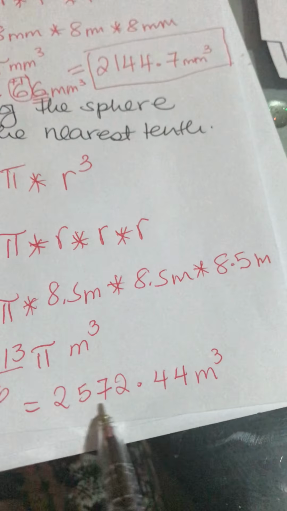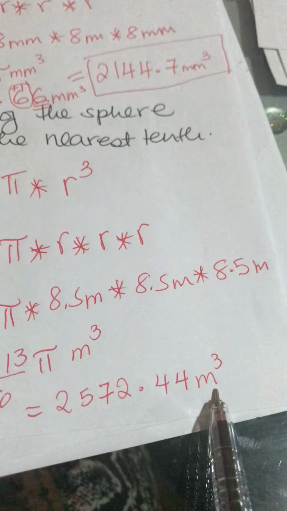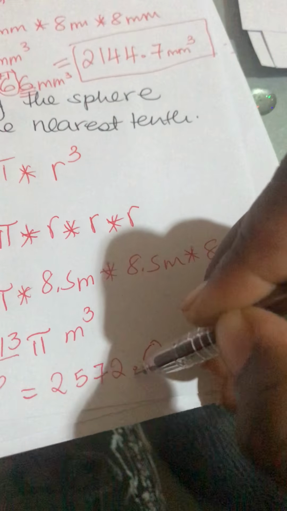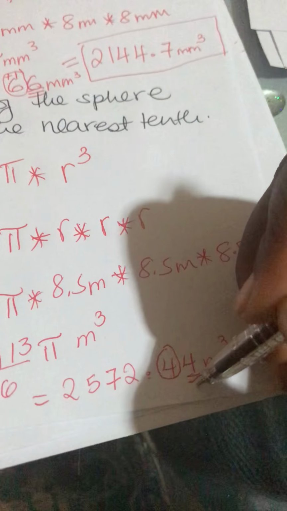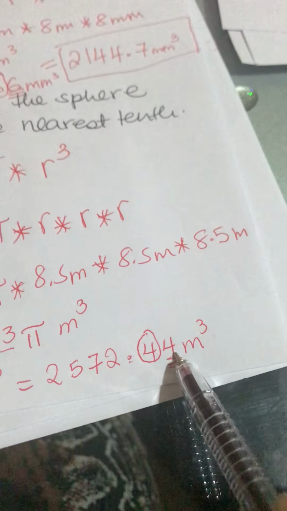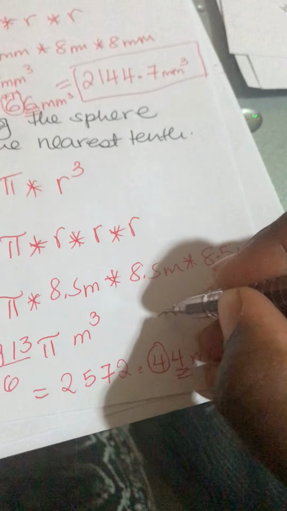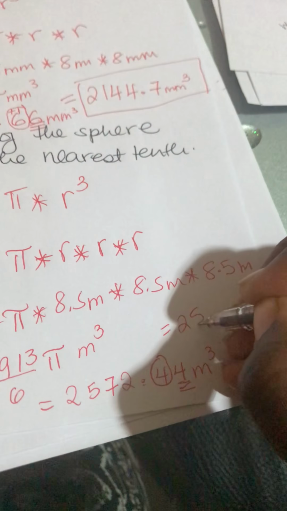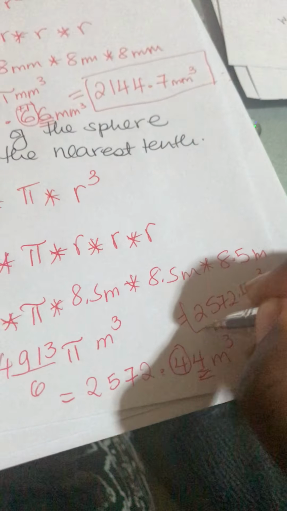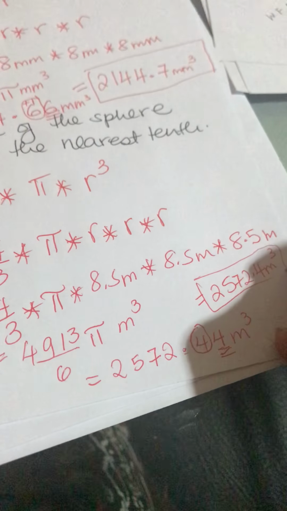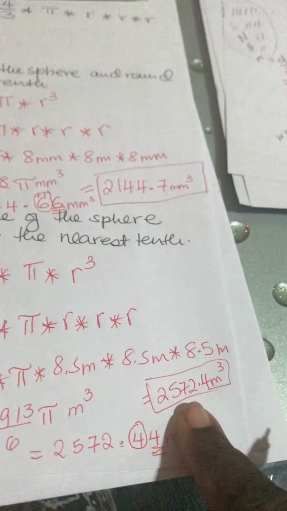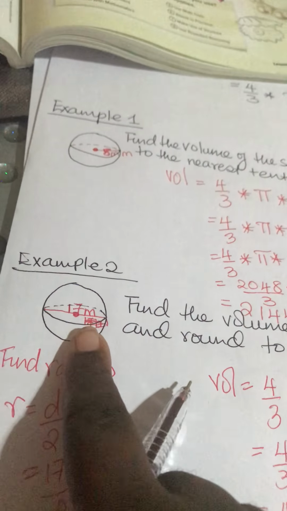Then when you did this, you got this decimal. Then you circle the digit that is closer to the decimal. You underline the digit that is outside the circle. We are not adding because this number is less than 5. So our answer is 2,572 and 4/10 meters cubed. And you box your answer. Okay? You box your answer. And this is the answer for the volume of this question.